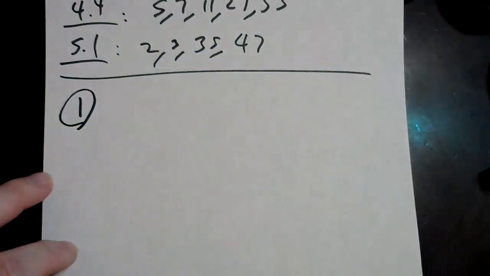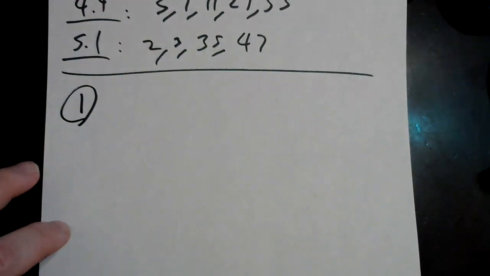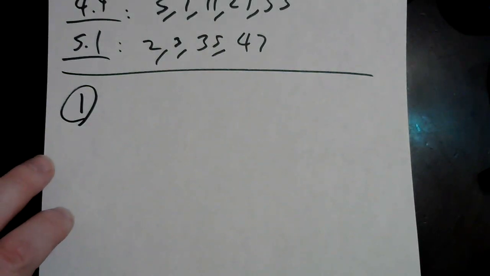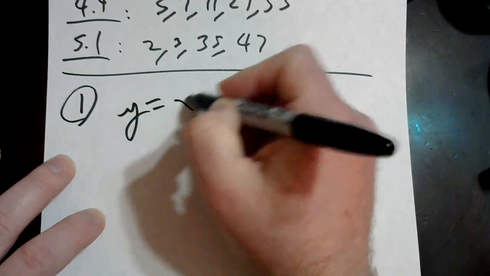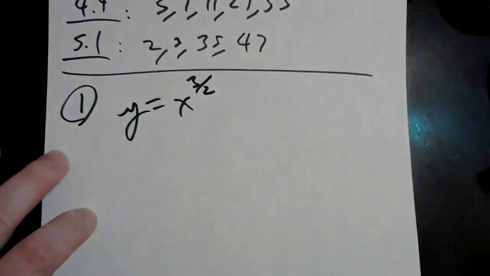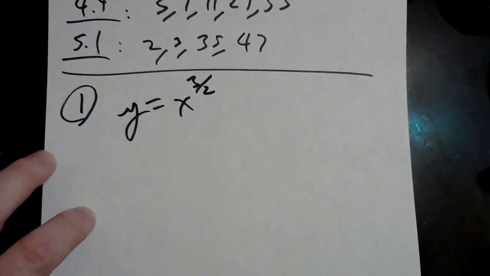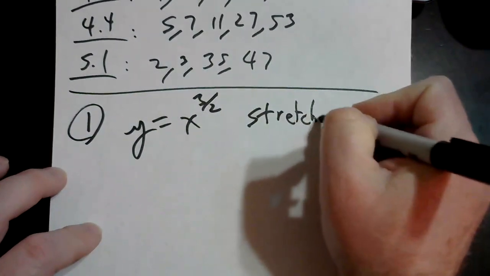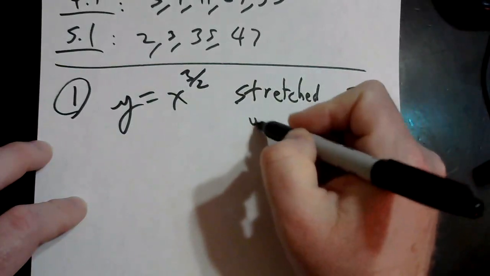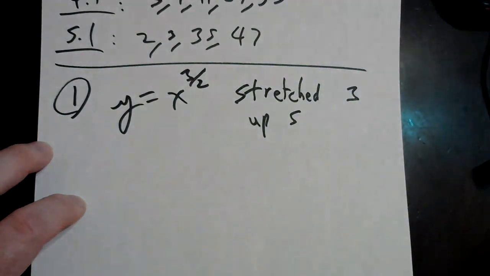This is kind of like number 21 from section 4.1 in the book. It says, suppose the graph of y equals x to the 3 halves is stretched by a factor of 3 and then shifted up 5 units. So stretched by a factor of 3 and then shifted up 5. All right. What is the equation that gives the new graph?